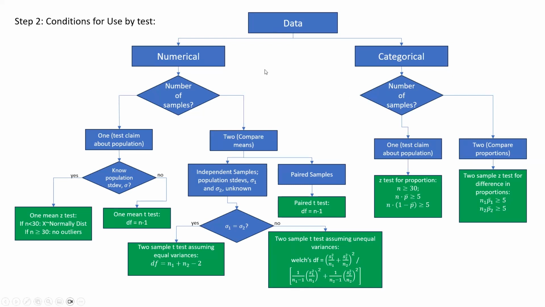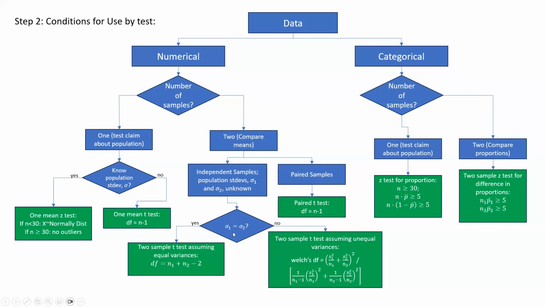What we're going to want to know are what are their conditions for use. So if it's a one mean z-test, if the n is less than 30, x has to be normally distributed. If it's greater than or equal to 30, there can be no outliers. Otherwise, we have to run the sensitivity analysis. And those same rules pretty much apply for the one mean t-test. The only difference is that with the one mean t-test, we also need to calculate the degrees of freedom because that's a family of distributions, not just one. And which one it is depends on the sample size, n, and we subtract 1 off for the degrees of freedom.